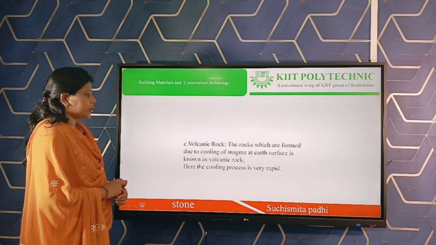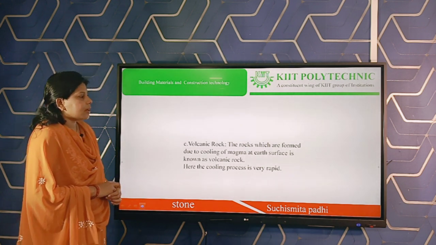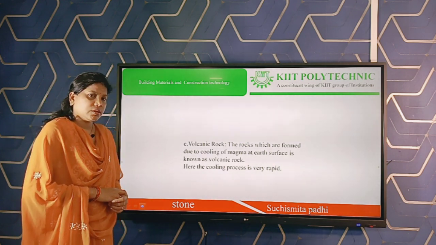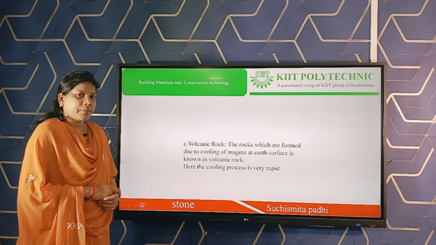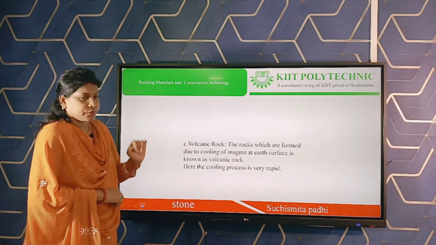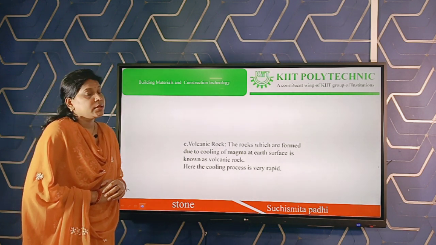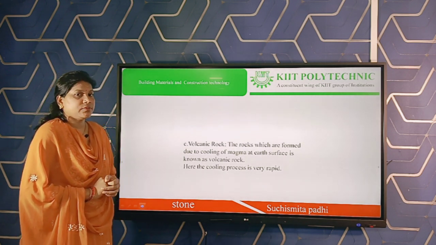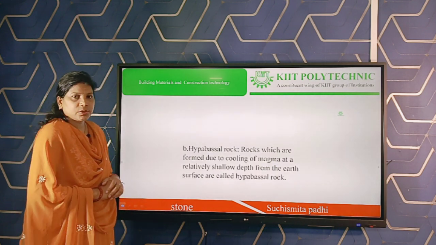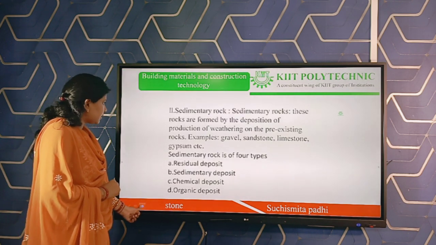Then third one is volcanic rock. These rocks which are formed due to cooling of magma at earth's surface is known as volcanic rock. When the cooling of magma process is done at the earth surface, that is volcanic. When it is at a considerable higher depth, that is plutonic. When it is at a relatively shallow depth, that is known as hypabyssal rock. Only the place difference is there.